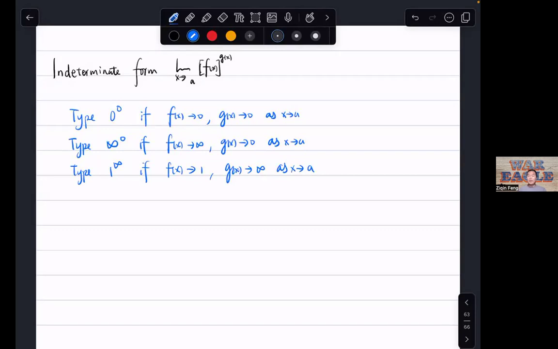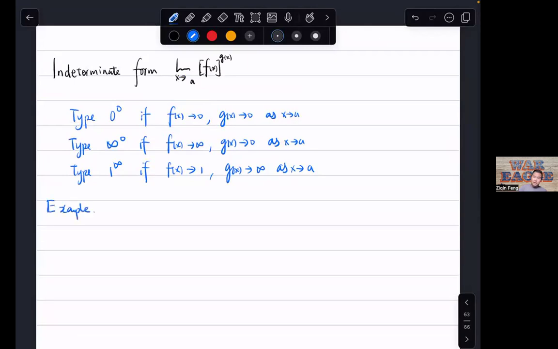So again here, we have only one technique to use, which is L'Hopital's rule. So all we can do is change from exponent form to a quotient, then apply L'Hopital's rule. So that's our only strategy. So let's see two examples.